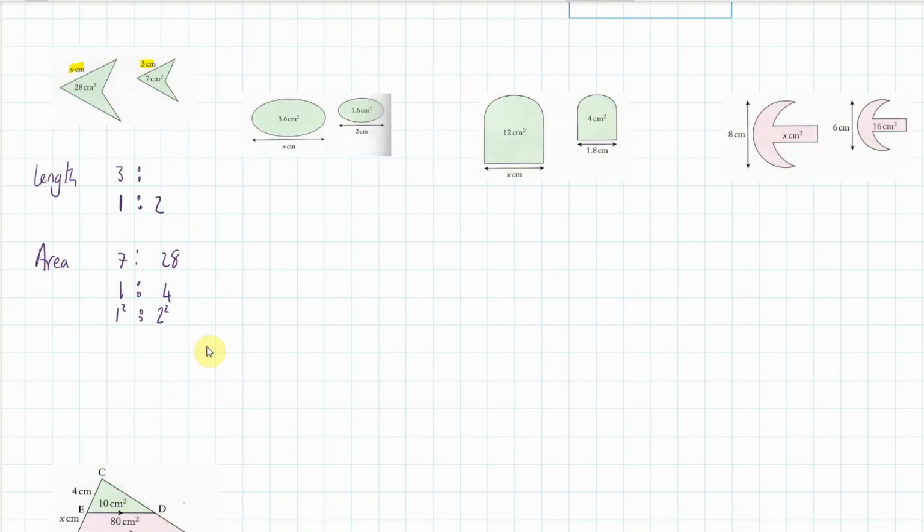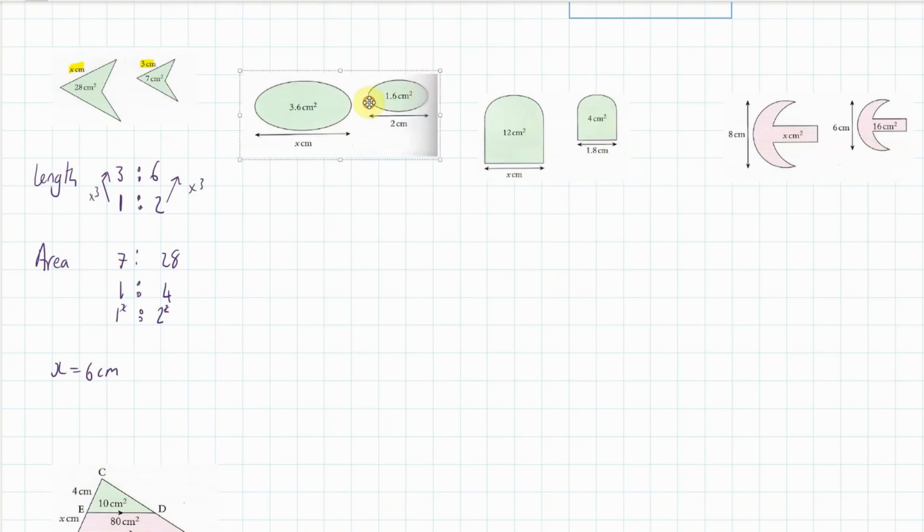Right, because area is 2 dimensions, so I would just get rid of these squares, and to get my 1 dimension I have 1 to 2. So if I've got a length of 3, I must be timesing this ratio by 3. If I times this by 3, I should have a length of 6. So I think in the first case, x is equal to 6 centimeters.